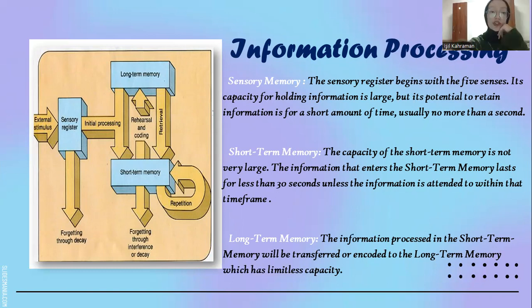And the other is short-term memory. The capacity of the short-term memory is not very large. The information that enters the short-term memory lasts for less than 30 seconds, unless the information is attended to within that time frame. And the last one is long-term memory. The information processed in the short-term memory will be transferred or encoded to long-term memory, which has limitless capacity.